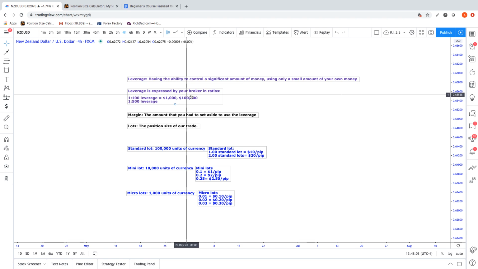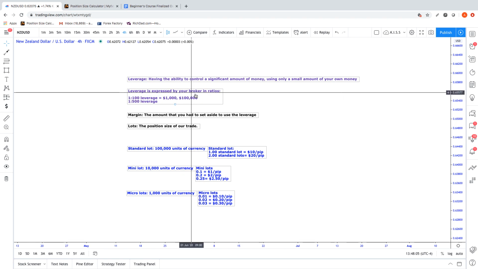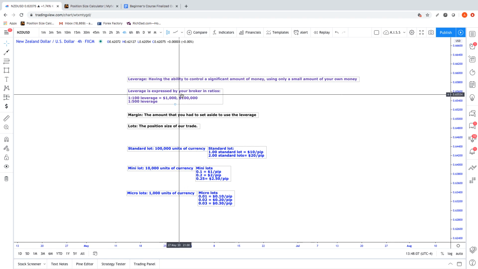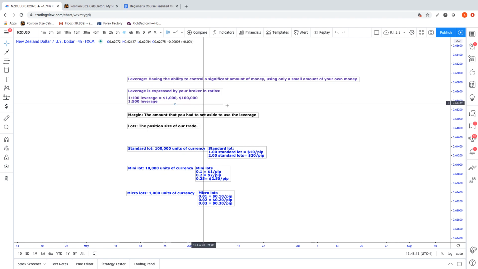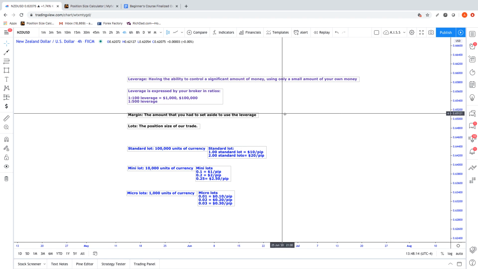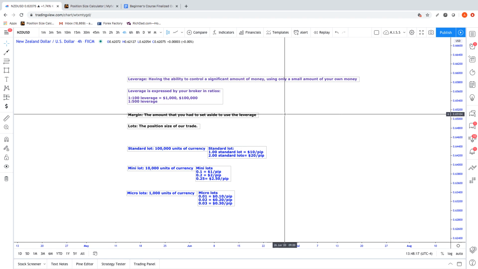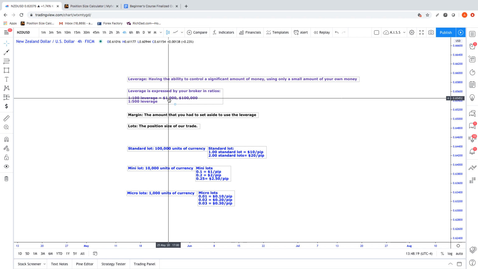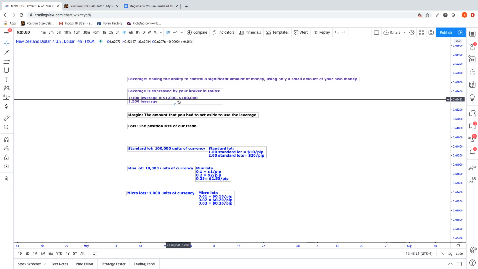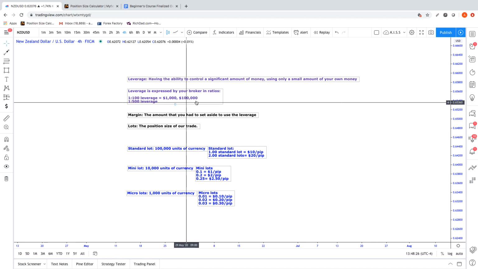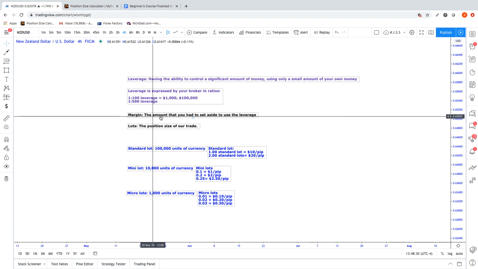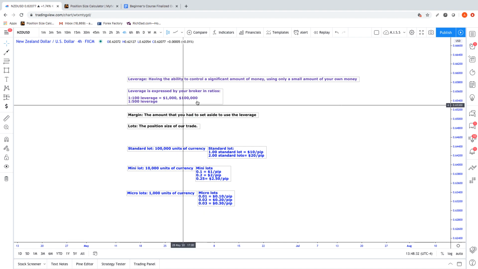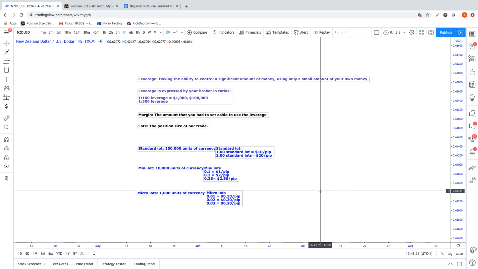So you're taking control of a lot more money to be able to take a significant enough position in the market to actually make a profit. Obviously, with 1 to 500, you can do the math. The broker is lending us money, and we put up collateral or a down payment, you can consider it. This is the money we put up to be able to trade this amount of money, and that is our margin. Margin is the amount that you have to set aside in order to use the leverage that is offered to us.